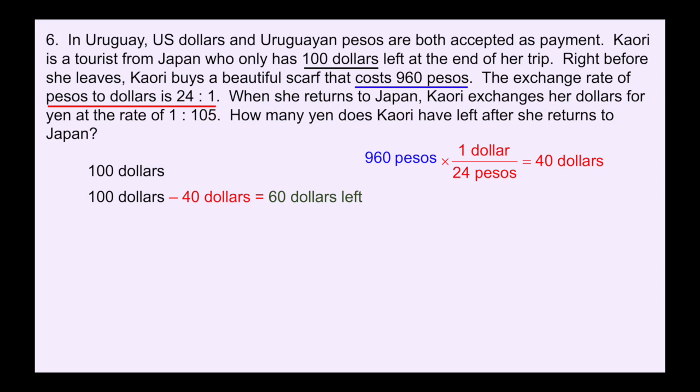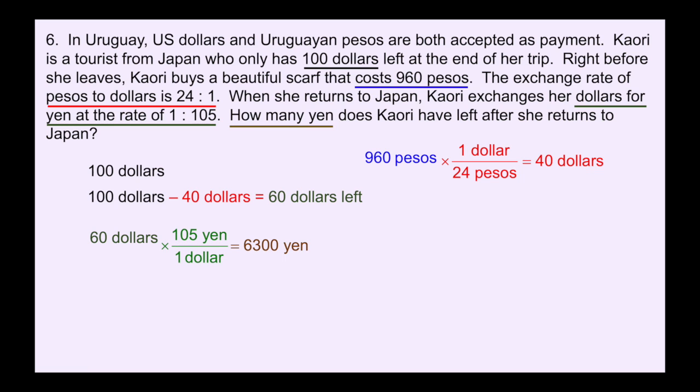Now from there, we want to think about when she gets to Japan, she's going to exchange those dollars to yen. And so if we want to take those dollars and cancel the dollars, we want to make sure that dollars is in the denominator and yen would be in the numerator. Again, that way the dollars would cancel. So now if I multiply 60 times 105, that gives me 6,300 yen, and that would be our answer.